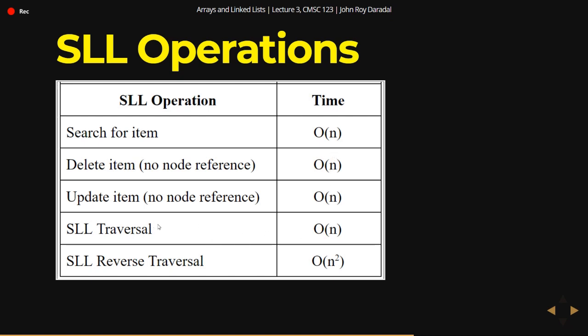So as I've mentioned, traversal takes O of n time. But if you want to do reverse traversal, that means that you start from the back all the way to the front. That would take n squared or quadratic time because for each node, you would want a reference to the previous node for you to be able to go backwards. But as we've mentioned earlier, we don't have a direct access to the previous node, so you'll have to traverse from the head to the current node. So it takes O of n squared. Okay? So that is singly linked lists or SLL.